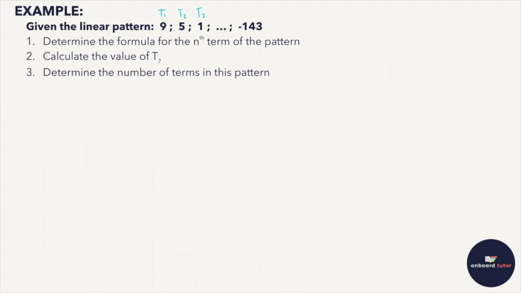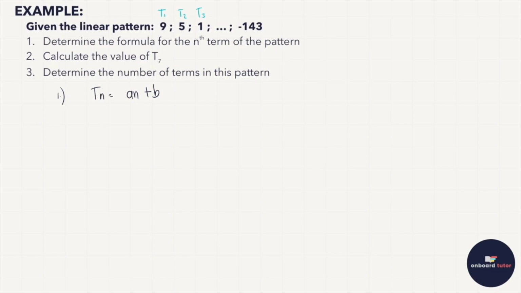So let's have a look at how we would go about determining the formula for the nth term of a pattern. Now, earlier we had a look at the general term, which said that Tn is equal to An plus B. Now to find A, we need to figure out the constant difference. And to find B, we can say term 1 minus that constant difference, and we will have the B value.